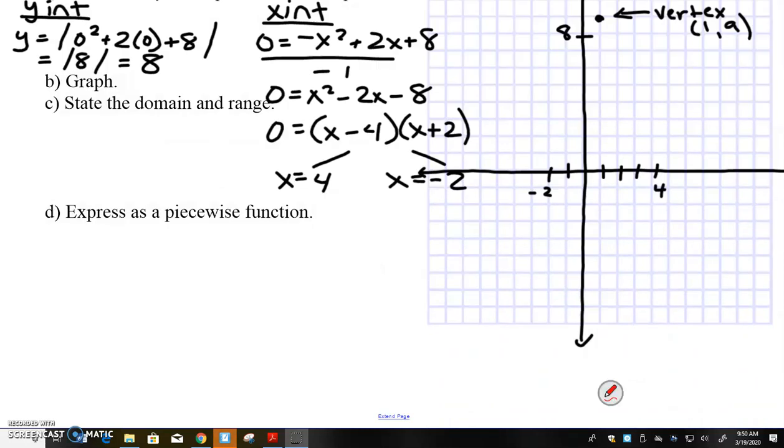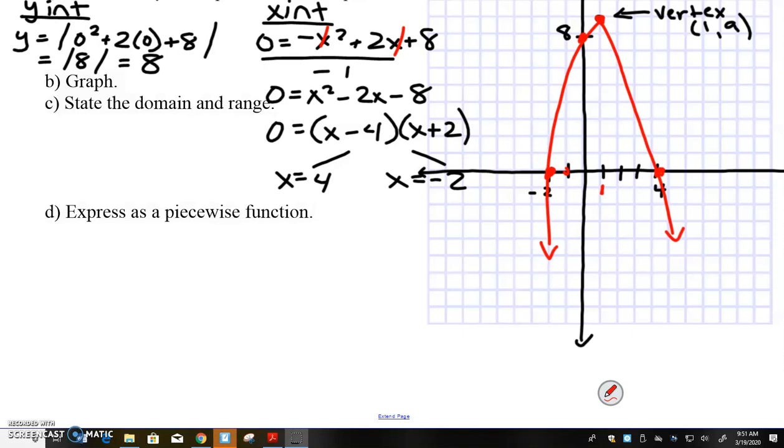If we plot our points on the graph, again we have a y-intercept at 8, and x-intercepts at negative 2 and positive 4, which means the vertex would be at x equals 1, because 1 is halfway between negative 2 and 4. If you plug 1 back into your original equation for the x's, you end up getting 9. So I have a vertex there at 9. This is just an upside down parabola that looks something like that.